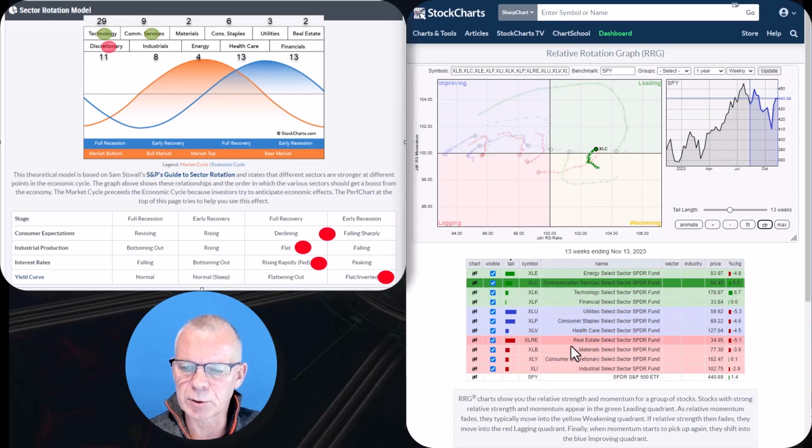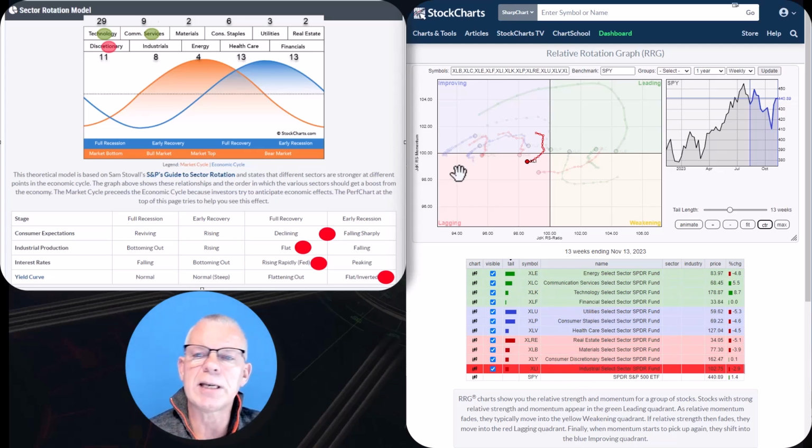And let's move to industrials. And you can see how that has rotated into the lagging quadrant. So that's a clear underperformer. So we've got tech and communication services outperforming and discretionary and industrials underperforming. That is interesting. That's a sort of conflicting rotational pattern.